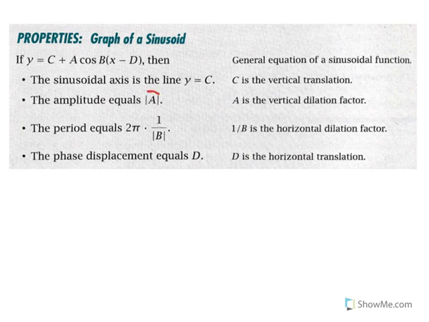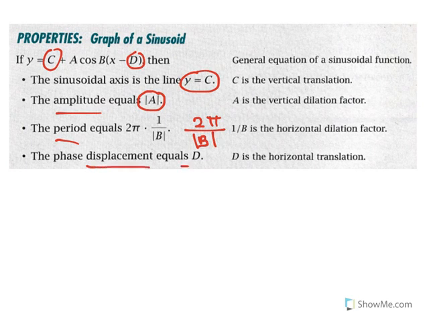So the parameter a, the absolute value of the parameter a, will tell us the amplitude. 2 pi divided by the absolute value of the parameter b will tell us the period of the function. The parameter c, the equation y is equal to c, will give us the sinusoidal axis or the midline axis. And the parameter d will give us a phase displacement from the parent sine function.